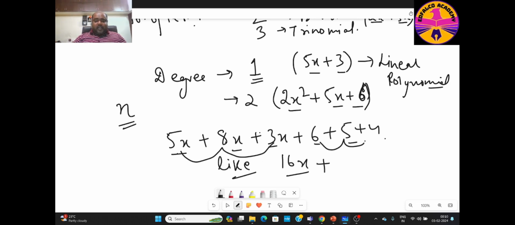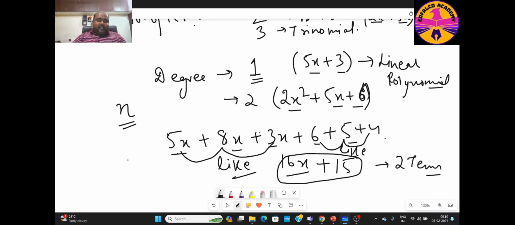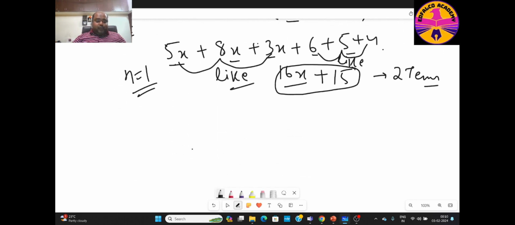Same way, these three terms are like terms, right? Because they have the same power of x, it is x to the power 0. So that means 6 plus 5, 11, and 11 plus 4, 15. So ultimately, you are going to get 16x plus 15, right? So you will be reduced to two terms when the degree is 1, when the n is 1. You are getting two terms.